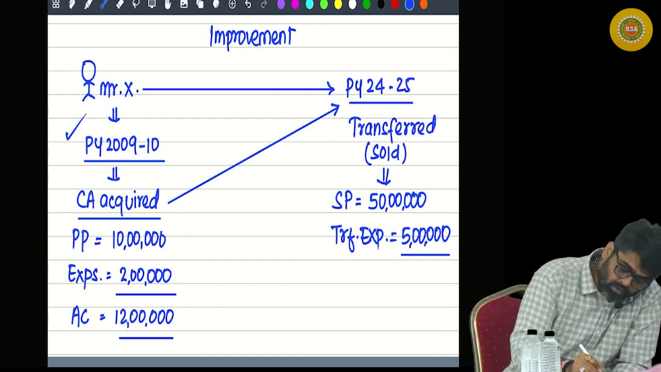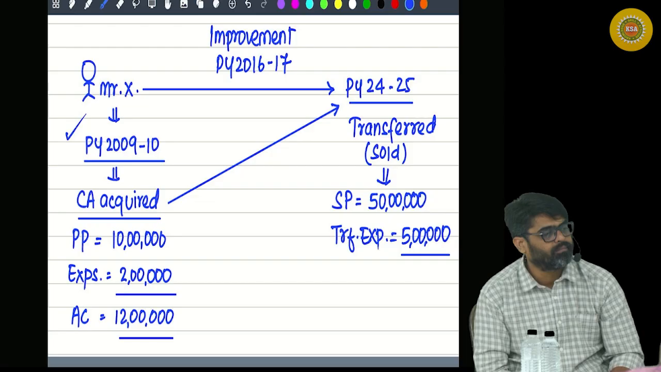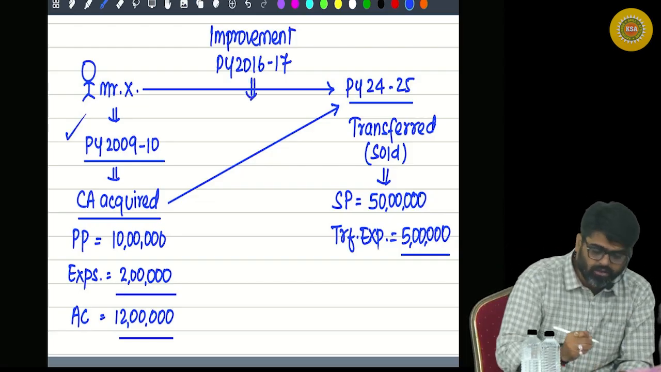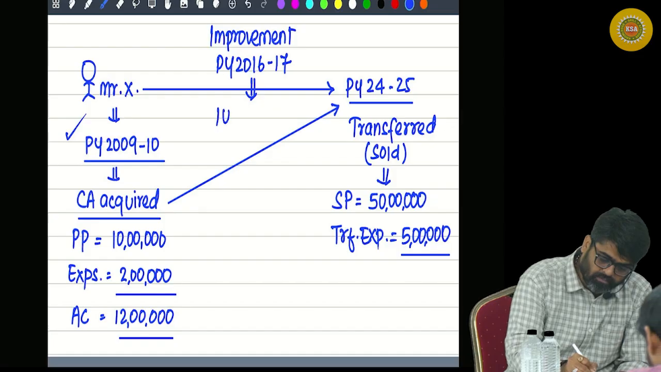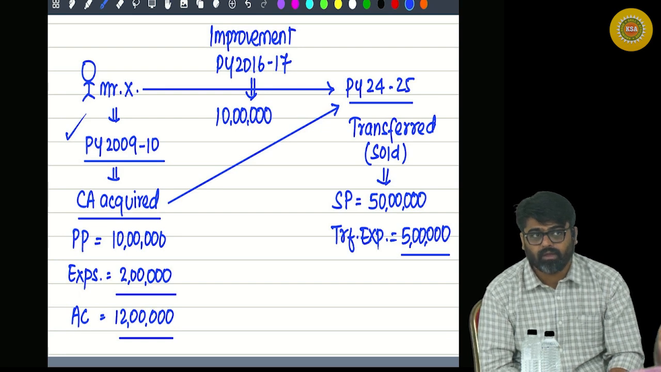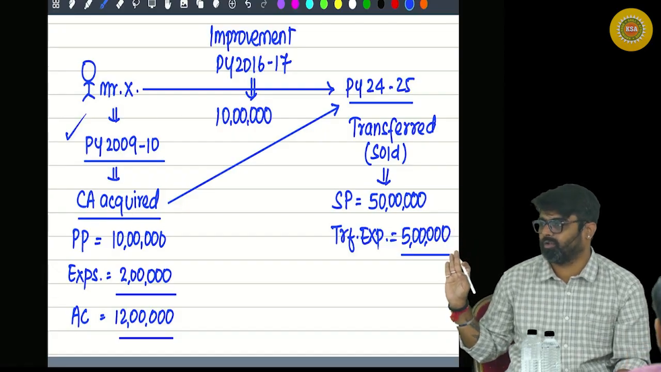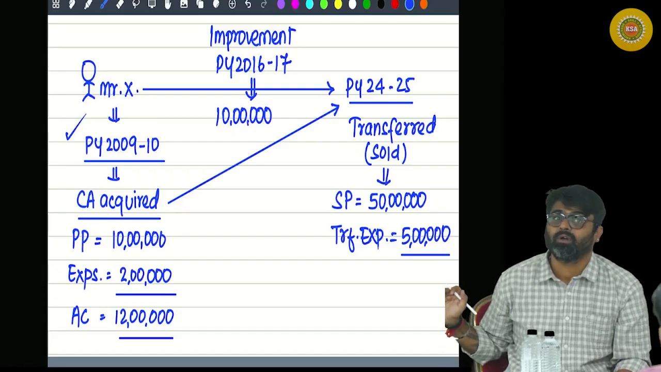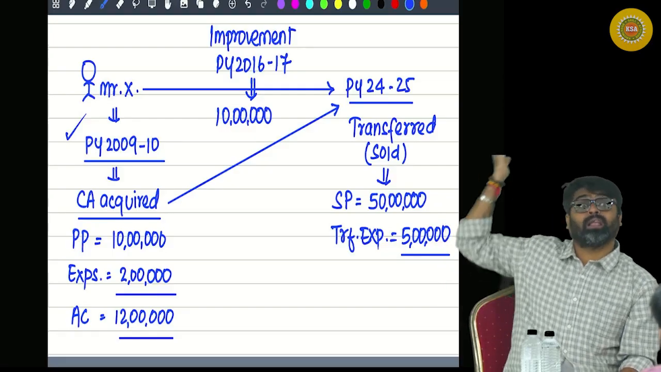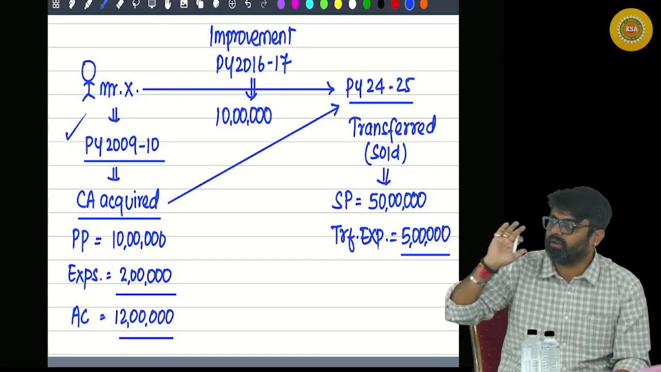Now improvement was done by you in the previous year 2016-17. You did some improvement, and the improvement done by you was, for example, 10 lakh rupees. If you would not have done this 10 lakh rupees of improvement, you would not have received this selling price. You would have received less selling price. Yes or no? After improving the asset, your value increased and hence you are receiving this 50 lakhs. Yes or no? So reduce the cost of improvement also.